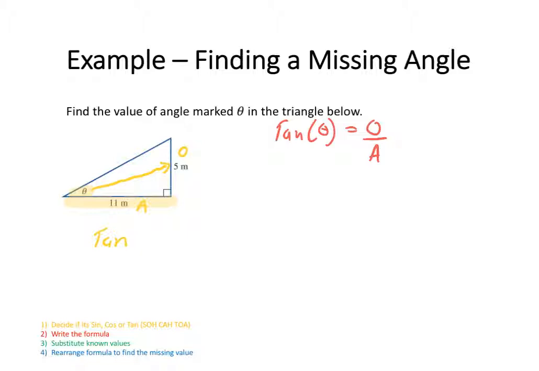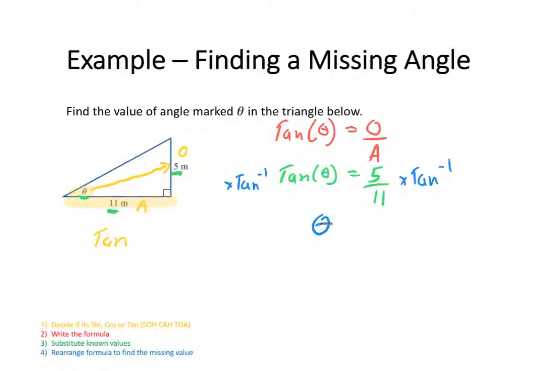My next step is to substitute in my known values. The value of my angle will remain theta. The opposite side is 5 and the adjacent side is 11. So now I rewrite my formula: tan of theta is equal to 5 over 11. The last step is to work out the value of theta by rearranging the equation. To do that, I need to times both sides by the inverse of tan.